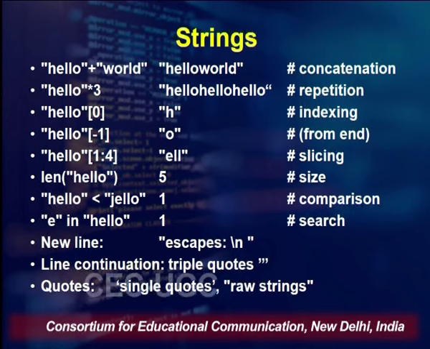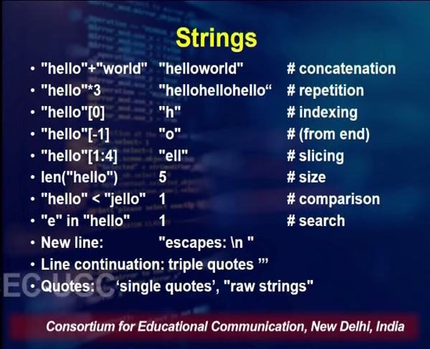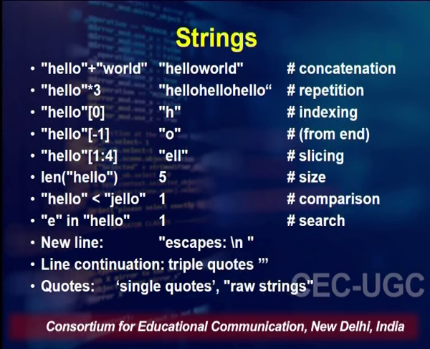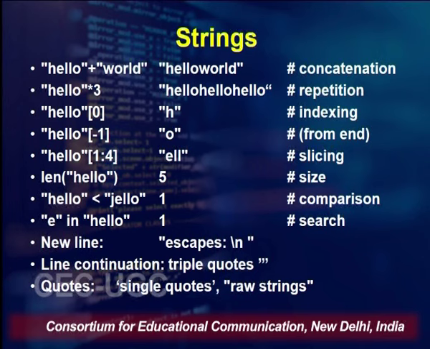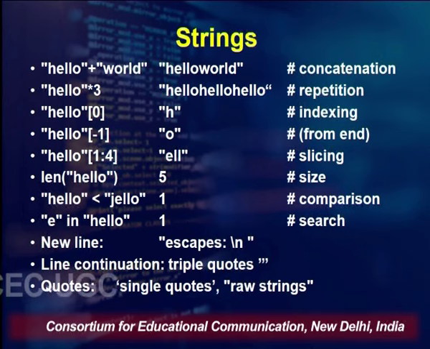If you want a range of characters to be sliced, say from the 2nd position to the 5th position, you will write hello, the string, and in brackets you will write 1:4. So, the second character is e, and the third and the fourth characters will also be sliced from the string. If you want to find out the length of the string, the function which is used is the len function. Len function is used to find out the length of the string.